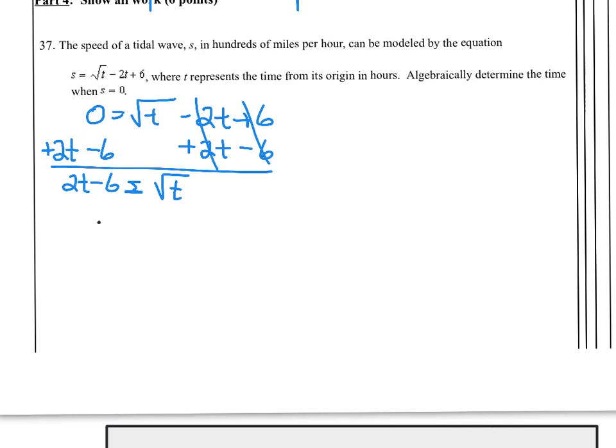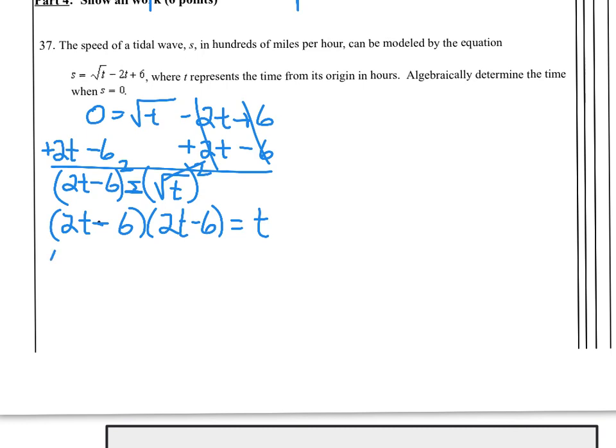Now we try to get rid of that radical. So the way we're going to go about that is by squaring both sides of the equation. So we square both sides, and that will cancel out the radical. Now on the left-hand side, I have a binomial, and that binomial is squared. So remember that means 2t minus 6 times 2t minus 6. We write it twice, and we're going to double distribute. And then on the right-hand side of the equation, we're just going to get t because the radical and the square root canceled each other out.